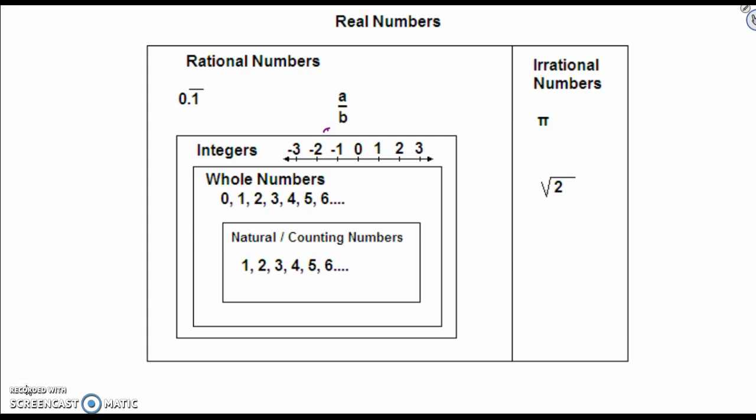Our natural counting numbers, for example, 1, 2, 3, 4, 5, 6, are just our counting numbers. Whole numbers include the number 0. Remember, integers include positive and negative whole numbers. All rational numbers can be written as fractions. Irrational numbers are in their own category because they cannot be written as fractions.